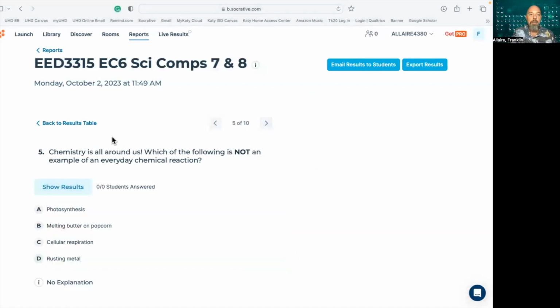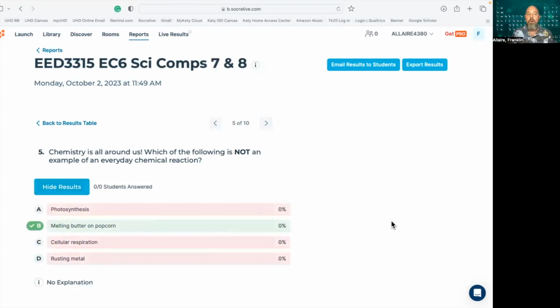Number 5, chemistry is all around us. Which of the following is not an example of an everyday chemical reaction? Melting butter onto popcorn. As I mentioned before, melting is an example of a physical change where something is changing its state of matter from a solid to a liquid, but it is chemically the same. Whereas photosynthesis, cellular respiration, and rusting metal are all examples of chemical reactions.